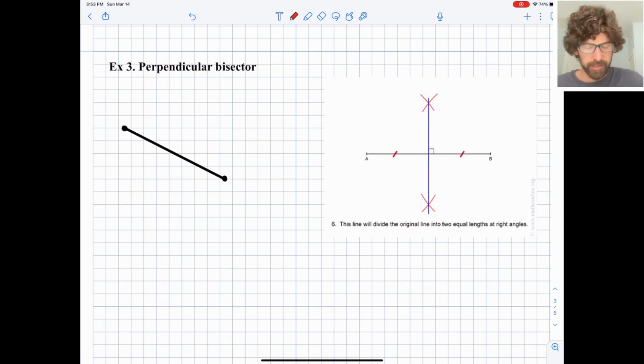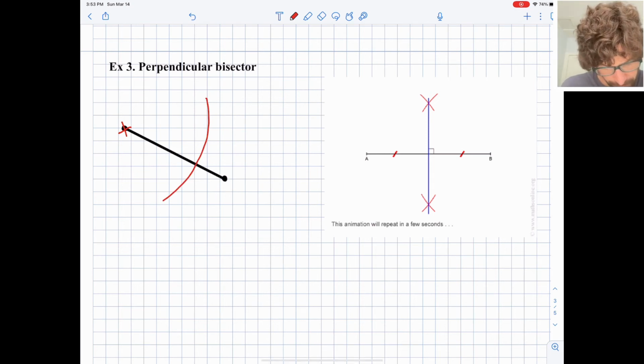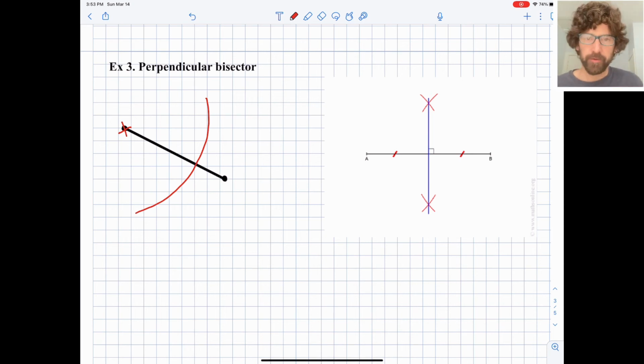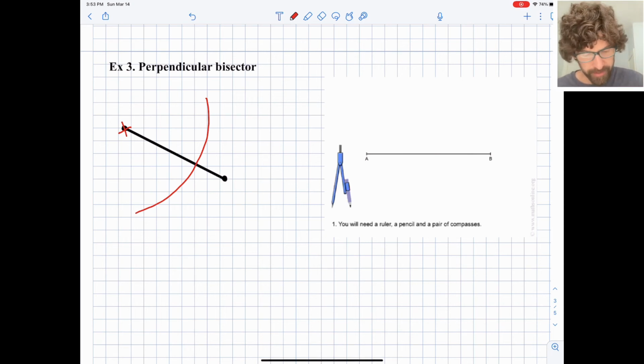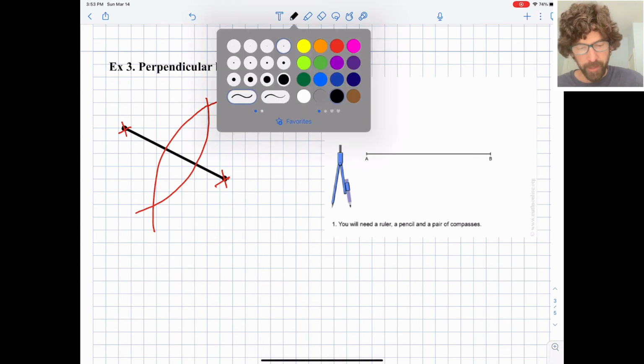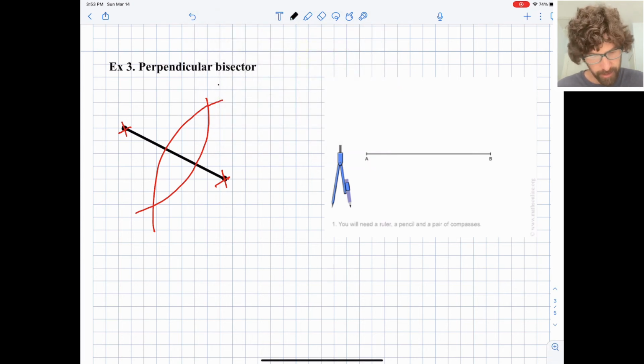So let me try to sketch that here. So put the point of the compass here and set your compass to a distance that's greater than half the line segment. So I will do something like this. And then we're going to bring the compass over to the other side. It's going to be at the same setting. And we draw a similar arc. Okay. And now we have 2 points to connect.